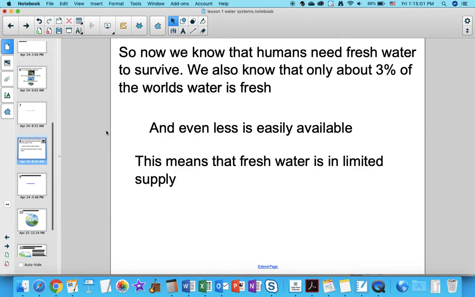So the vast majority of fresh water is in very limited supply. So it's very important to understand the importance of fresh water and its impact on our society, because without it, we wouldn't exist.